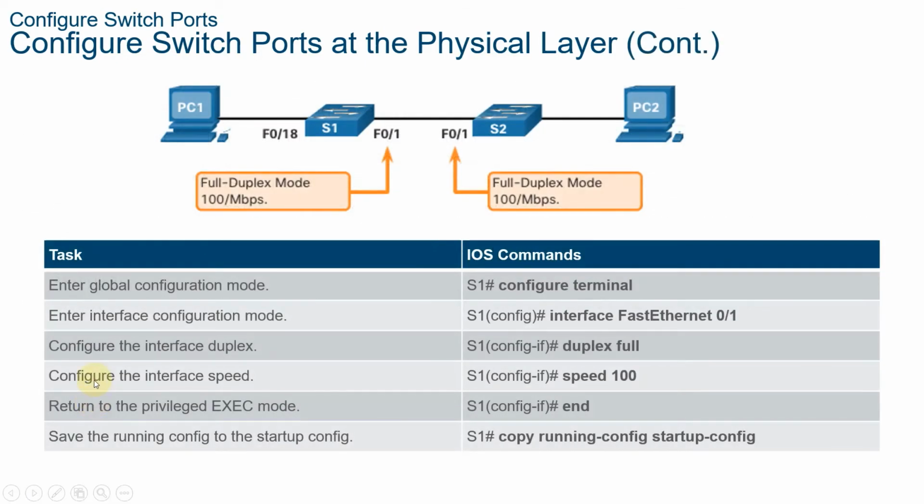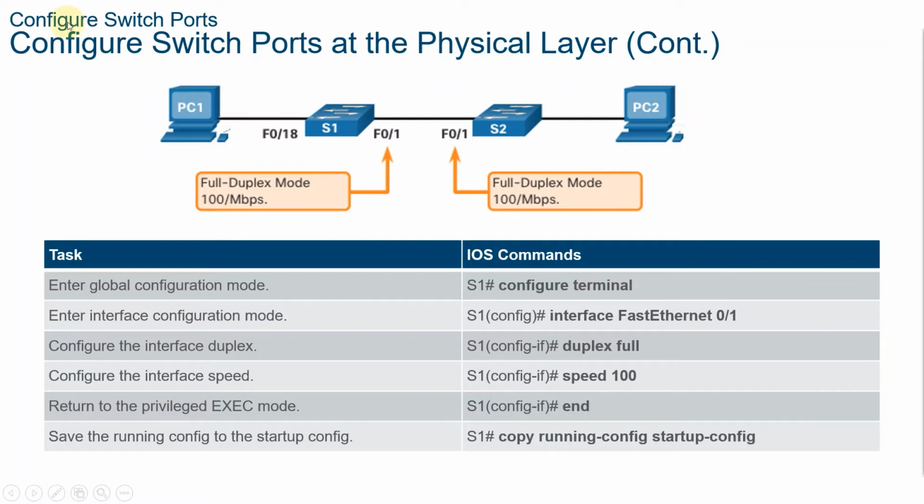Now, we use the speed interface configuration mode command to manually specify the speed. For example, both switches here in the topology should always operate in full duplex at 100 Mbps. The table here shows the commands for switch 1. The same commands can be applied to switch 2.